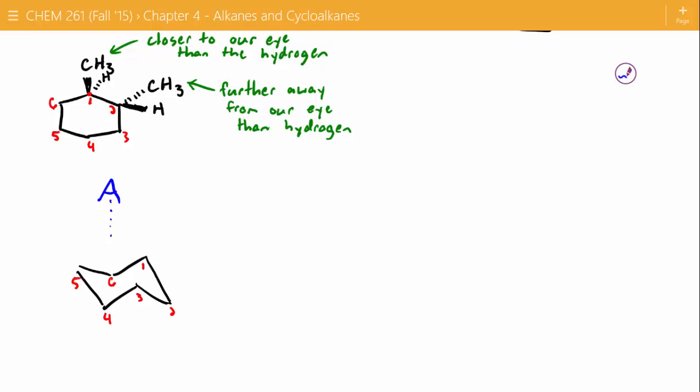So I'm going to go ahead and draw this CH3 as axial, and then the hydrogen is a little bit further away from our eye. Does that make sense on carbon 1? All right, then carbon 2. We've got a CH3 group pointed further away from our eye. So should that be axial or equatorial?